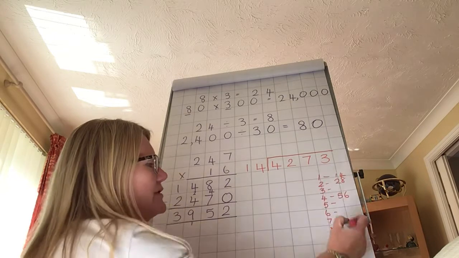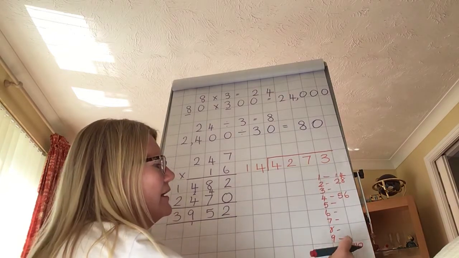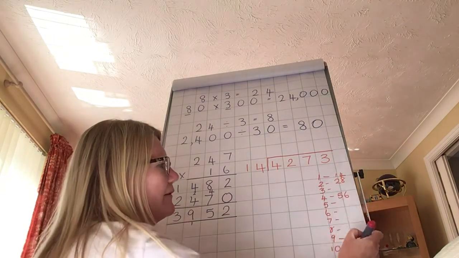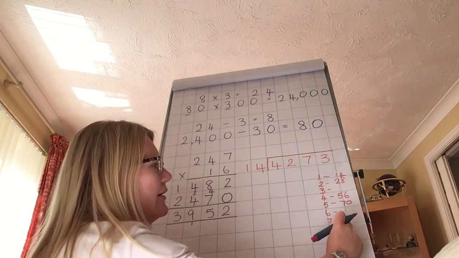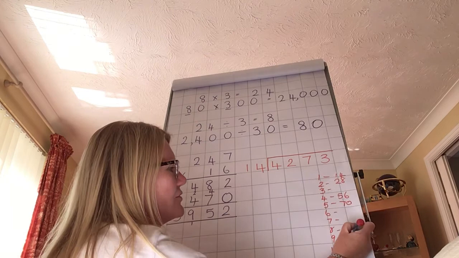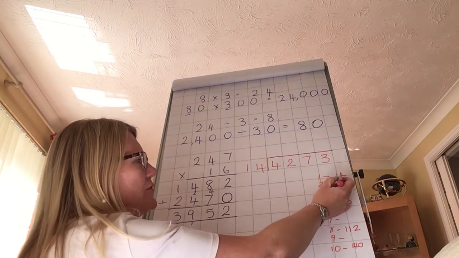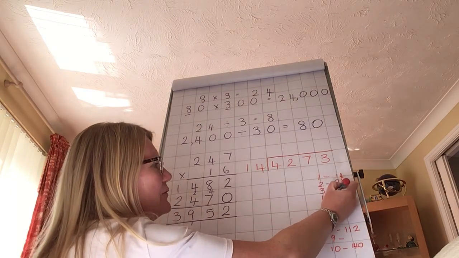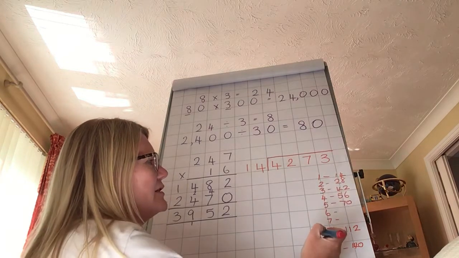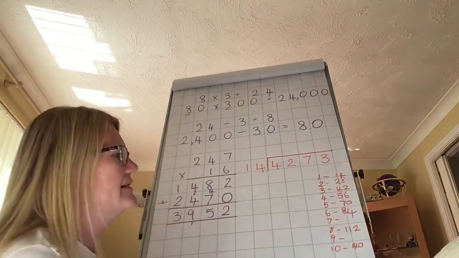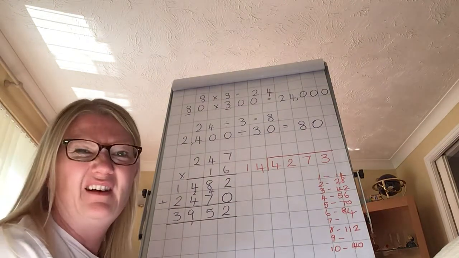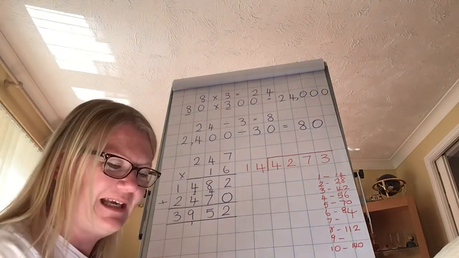Right, 10 14s are 140, so I know that 5 are going to be half of that. That's 70. Let's double the 4 to get our 8, that's going to be 112. Add 1 and 2 to get 3, that's going to give me 42. I can double 42 to get 84, which is 6 times. And let's see if we need the 7 and the 9. We can always work those out if we need them.